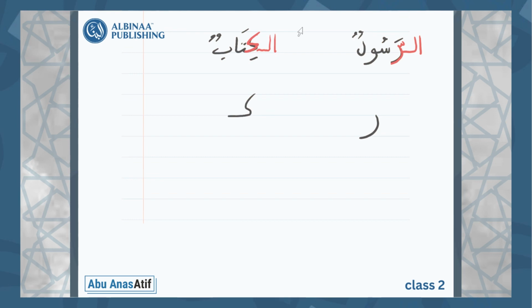And any word that begins with these letters, you have to apply this rule. So for example, if I want to say Rasulun, a messenger, and change this to the messenger, I'm going to say Ar-Rasulu. And if I have kitab, a book, and I want to make it the book, I'm going to say Al-Kitabu.